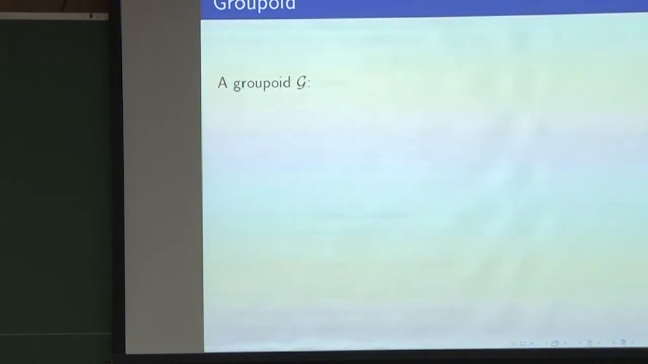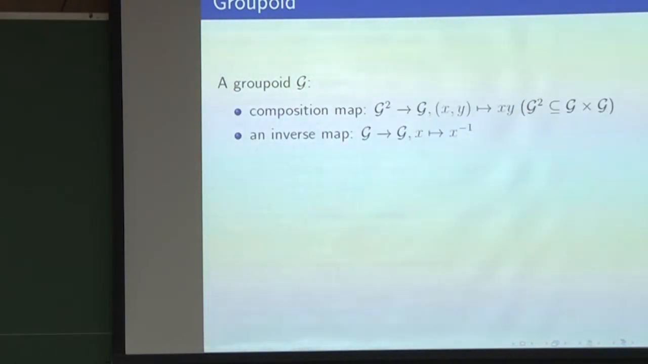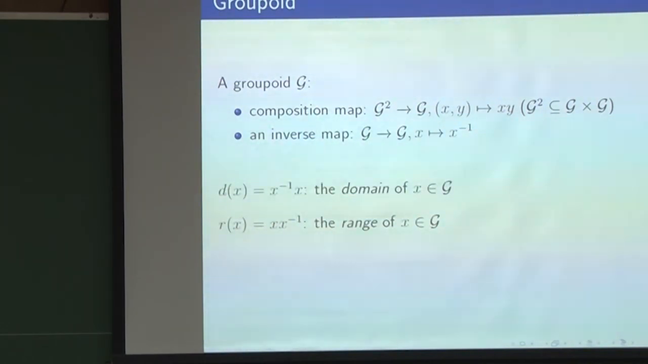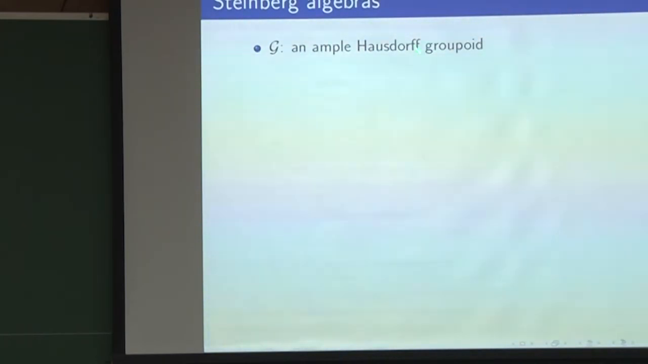Okay, first we denote a groupoid. It has a composition, which is a partial binary operation, and it has an inverse map. We use d(x) to denote x inverse x, and we call it the domain of the element x. The range r(x) is x x inverse. D0 is the unit space of the groupoid D. We just consider ample Hausdorff groupoids.